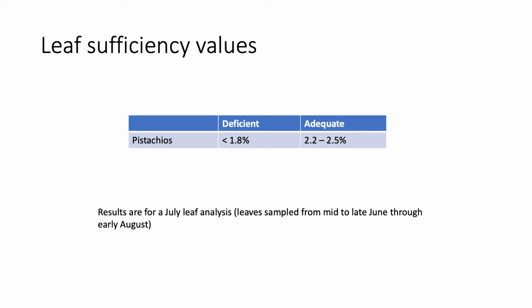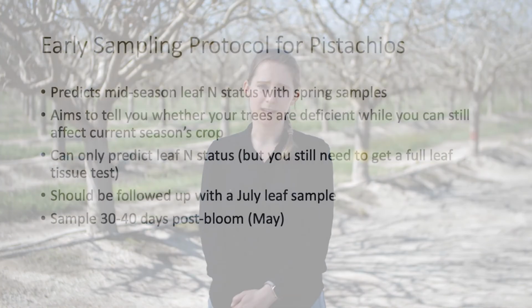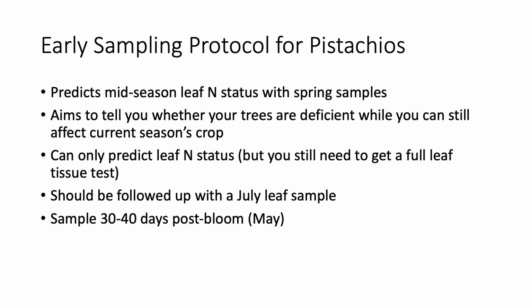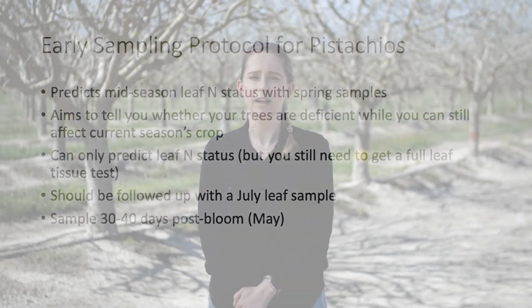The July timeframe for sampling leaves was chosen because that's when nutrient values in leaves stabilize, but it's too late to affect current season's yield. Work done by Patrick Brown's lab from UC Davis has put together early leaf sampling protocols for pistachios. This will allow you to predict your July nitrogen leaf tissue values, but make sure that you also follow up with a July sample because that's how you're going to be refining your potassium and boron fertilization program.